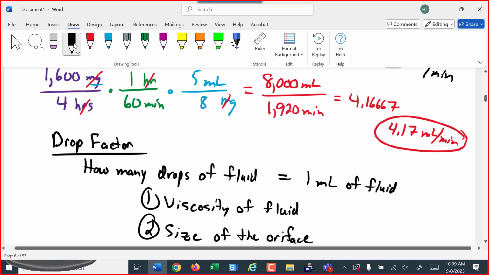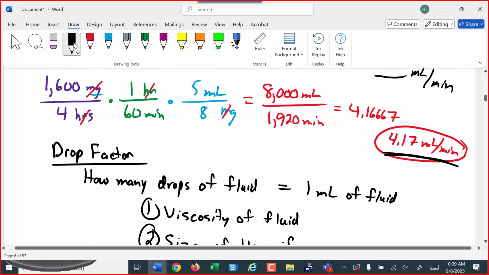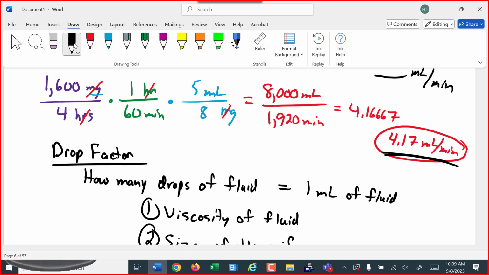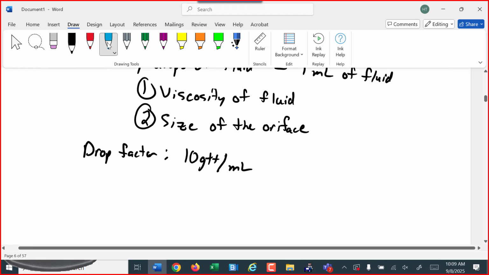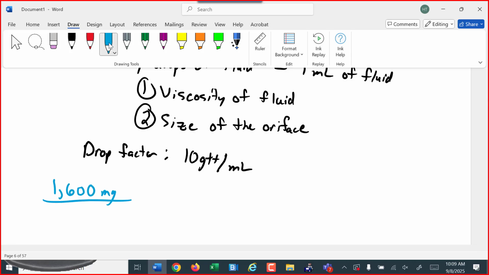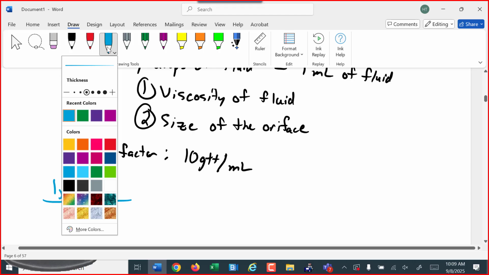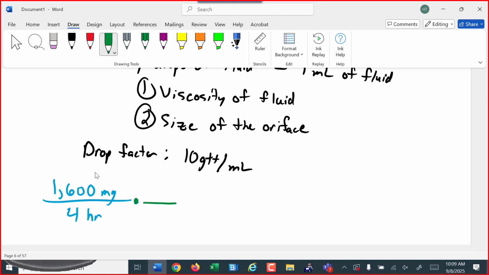So rather than calculating my flow rate in milliliters per minute, we would want to calculate it in drops per minute. And to do that, I would have started with the exact same number, my doctor's orders, the 1,600 milligrams over 4 hours. And I would still change the hours first because I still have to get to minutes one way or another. So put hours on top so they'll cancel out. 1 hour is 60 minutes. So I've canceled out the hours.